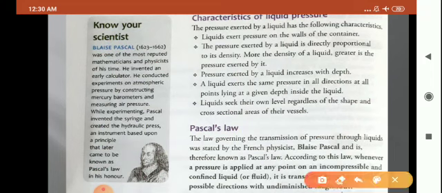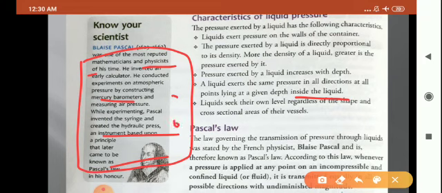Now a liquid exerts the same pressure in all directions at a point lying at a given depth inside the liquid. Suppose this is a jar, it is having a liquid. If I talk about this point, what is given in the line is that a liquid exerts the same pressure in all directions at a point lying at a given depth. So at this point, in every direction the liquid will exert the same pressure.